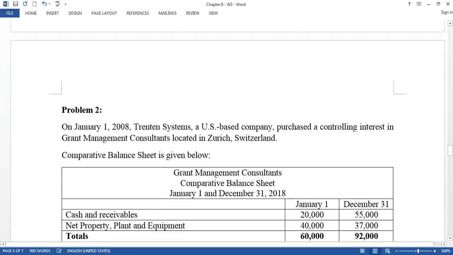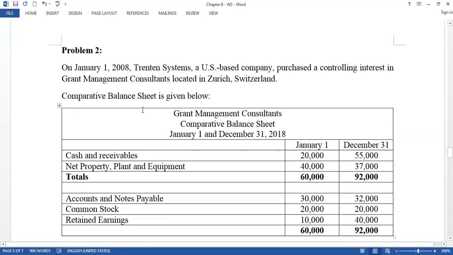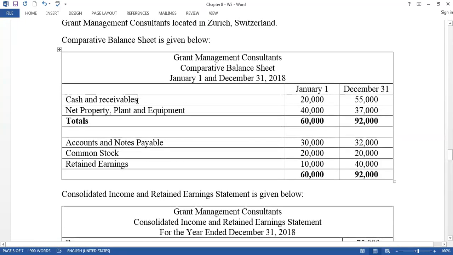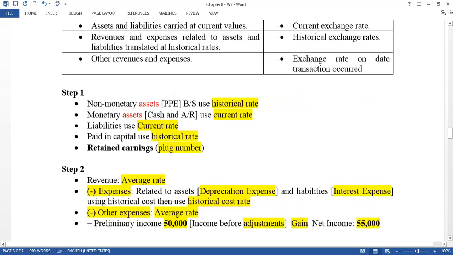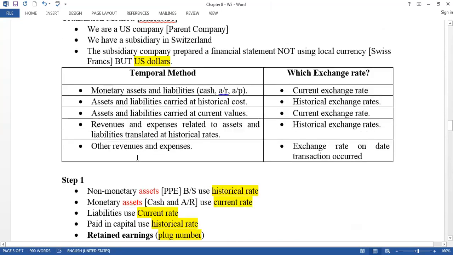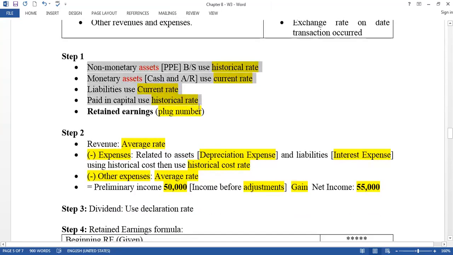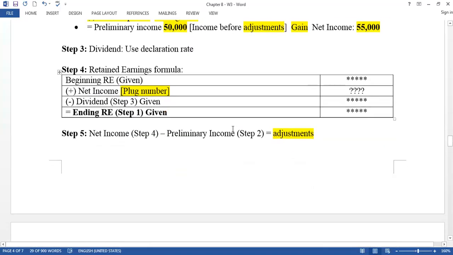So read this question, the same question we are going to use, but we use the temporal method. And according to the temporal method, we are going to start everything from which account? Income statement or balance sheet? This is the balance sheet item, right? So for the temporal method, our step one starts from the balance sheet, not from the income statement. Income statement is step two. So let us start.